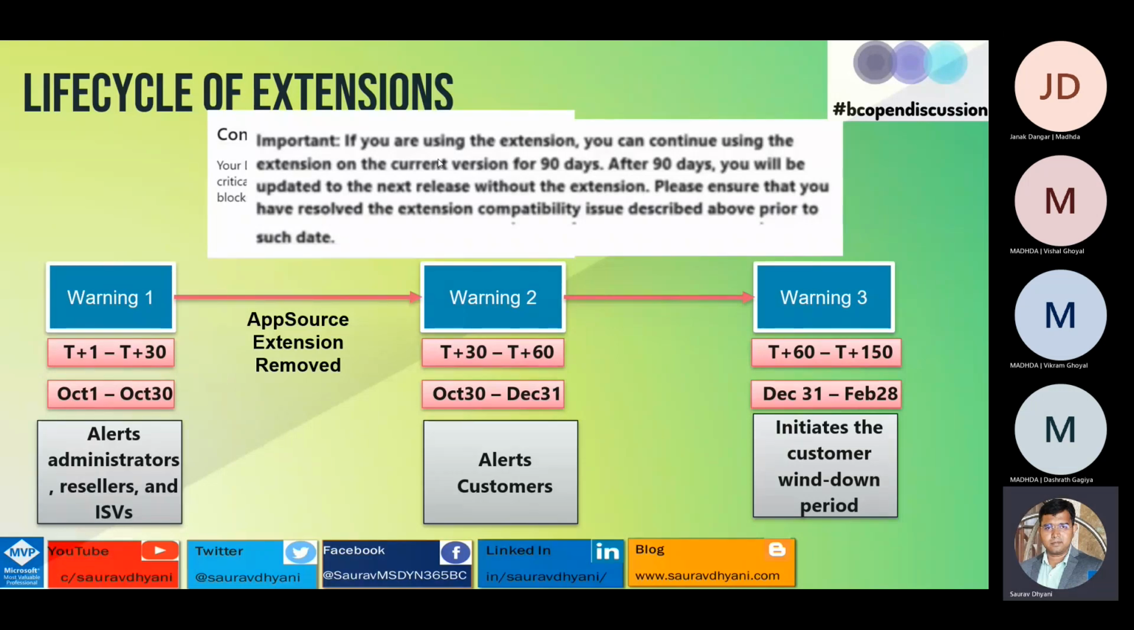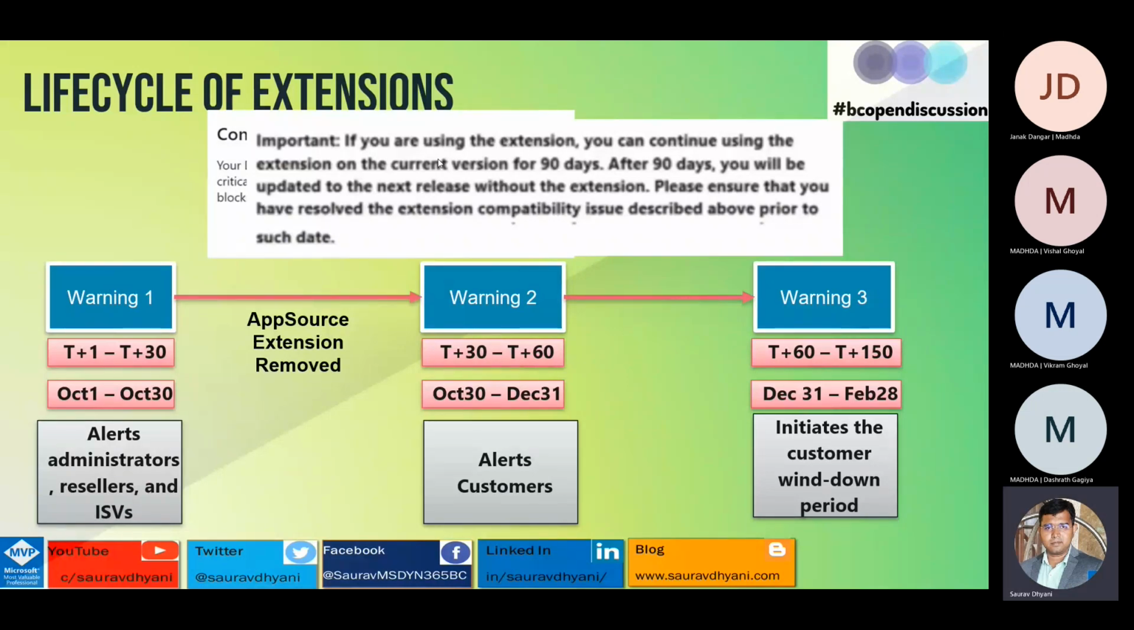After 90 days, you will be updated, or should I use the word forced to update, sorry, to the next release without this extension. Please ensure that you have resolved the extension compatibility issues prior to that date. So this notification comes again in the email to everyone who is defined in the notification area, and the users who are using it also see it on their screen on the top right corner. Not this message, the previous one.